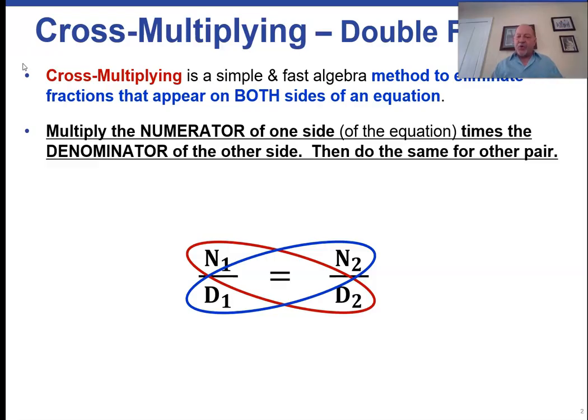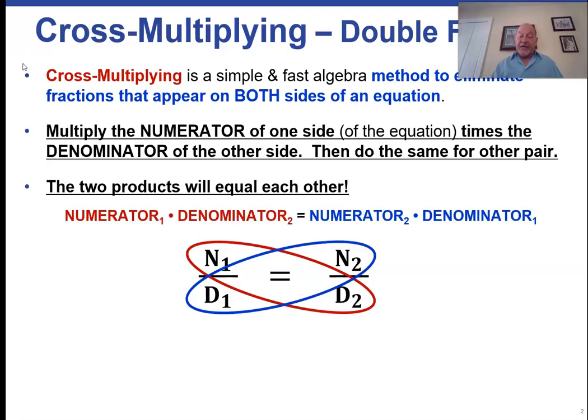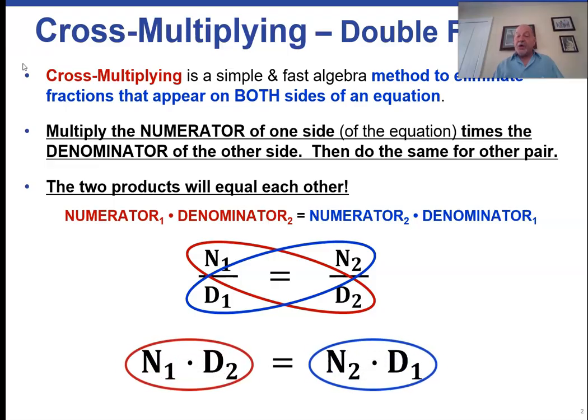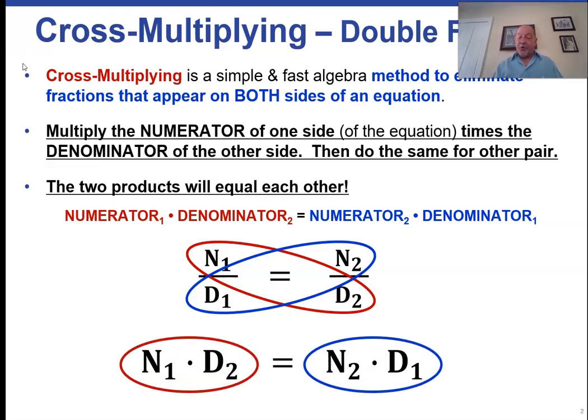The way to use cross-multiplying is you literally cross-multiply. You multiply the numerator from one side times the denominator of the other side. So numerator 1 times denominator 2, and then you do the other way, numerator 2 times denominator 1. These two products equal one another: numerator 1 times denominator 2 equals numerator 2 times denominator 1, and that's shown here. So that's the general method for cross-multiplying when you have two fractions, one on either side of the equation.